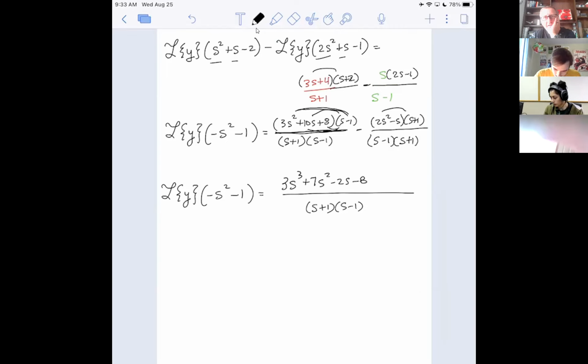And then 2s squared times s, but it's negative. So that'd be negative 2s cubed. And let's see, s squared. And then I've got a minus s squared plus 2s squared. So that'd be plus s squared, but then the minus out front changes it. And then a minus s, which turns into a plus s because of the minus out front. So I think that's right.